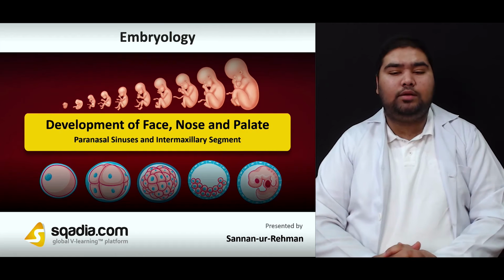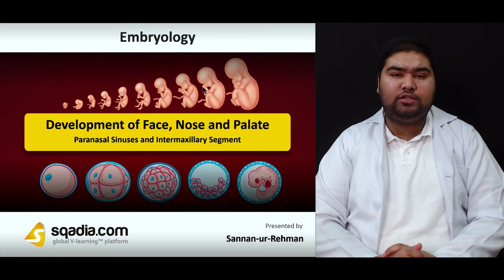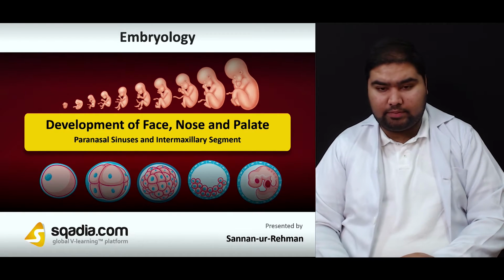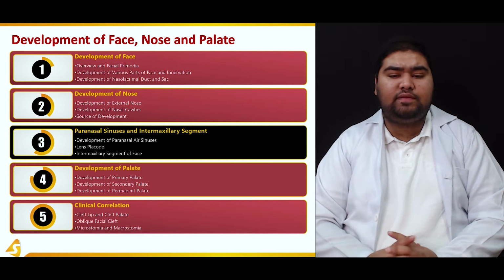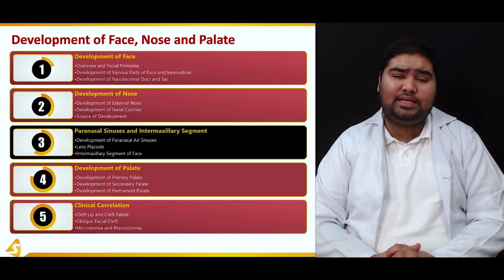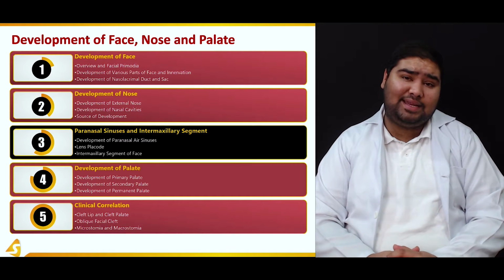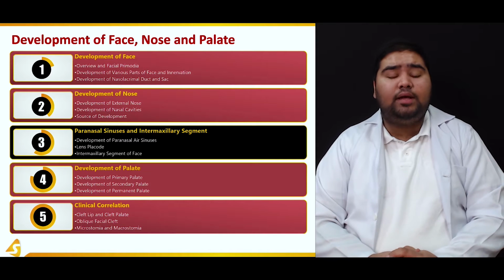Hello everyone, welcome back. We're still talking about the development of face, nose and palate, and in this section we'll talk about the development of paranasal sinuses and the intermaxillary segment. So this section has been divided into three components. The first component will deal with the development of the paranasal air sinuses. We'll see what the paranasal air sinuses are, what bones are actually involved and what are their functions.